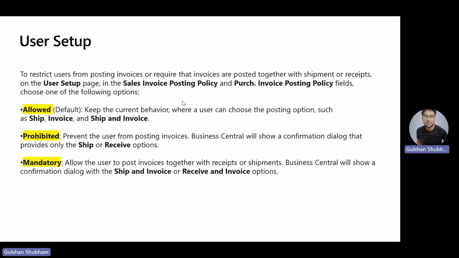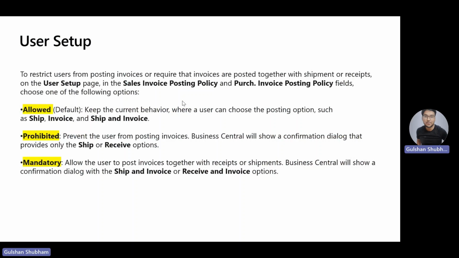If it is mandatory, the third option, it means the user must post invoices together with receipts or shipments. When we click on post, let's say on a purchase order, we get three options: receipt, invoice, and receipt and invoice. We have the freedom to select any of these three options and post. But if I don't want to give the user the option to post only the receipt or only the invoice individually, and I want the receipt and invoice to always be posted at once in one click, then you have to keep the option as mandatory.